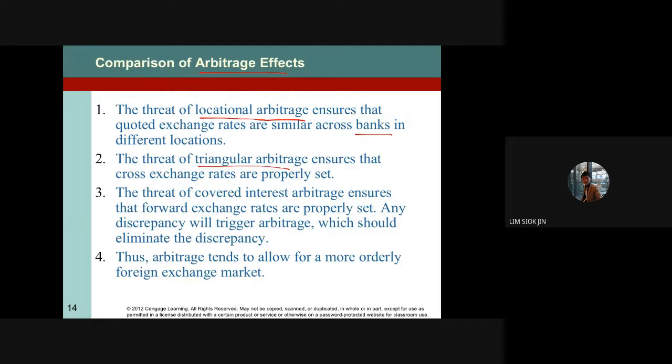And triangular arbitrage, which involves three different currencies, is also there so that it ensures that cross exchange rates are properly set. That means there is no discrepancy. The moment people find any discrepancy, they will surely take advantage of it. It is just like seeing a gold mine or a house with an open door and a lot of money. Will you go in? Of course, you will go in and take, right? So they all have to make sure that their doors and everything are properly locked, to prevent any possible arbitrage. And covered arbitrage again ensures that forward exchange rates are properly set, because any discrepancies will trigger arbitrage. So arbitrage is a good thing in some way, in order to ensure that the foreign exchange market is working efficiently.